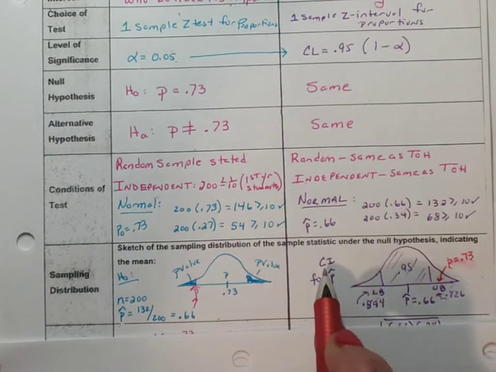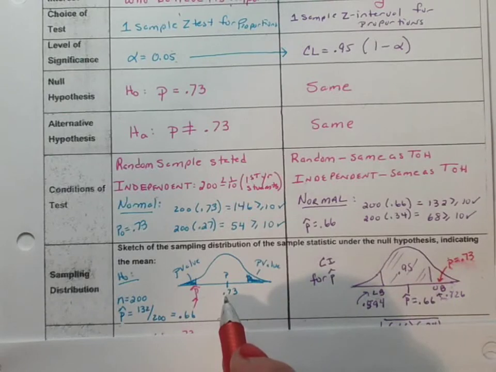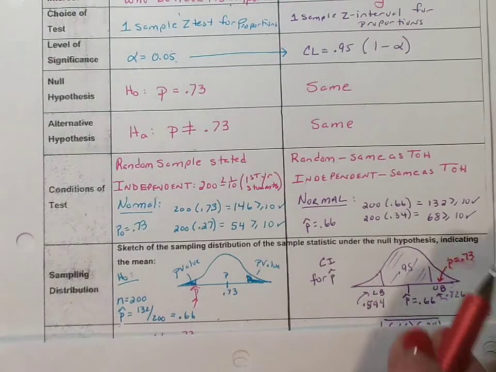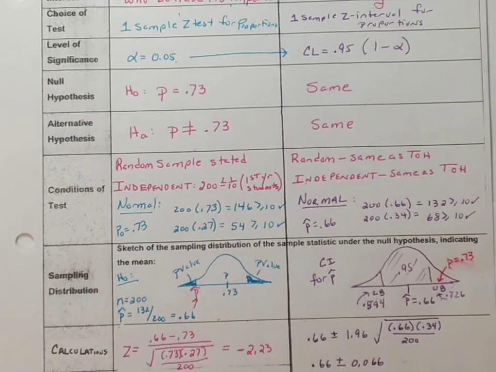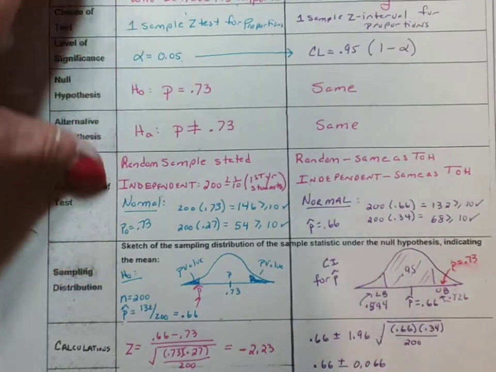Compared to a confidence interval for p-hat, where you notice here the population parameter is in the middle. Here, the p-hat, or the sample statistic, is in the middle. Okay, so p-hat is equal to 0.66. We're going to find a lower bound, an upper bound, and we're going to take it from there. These are the calculations that you need to be familiar with.